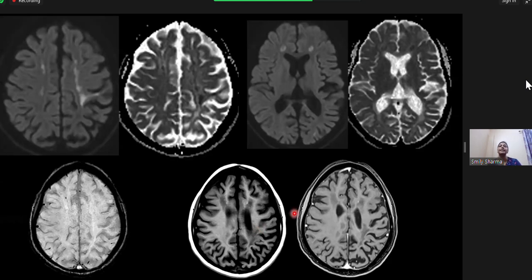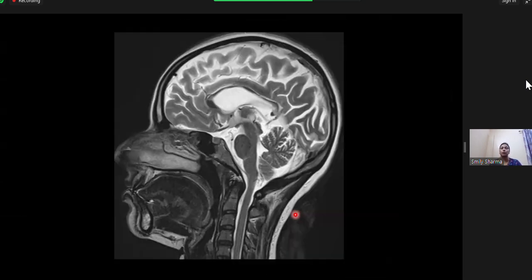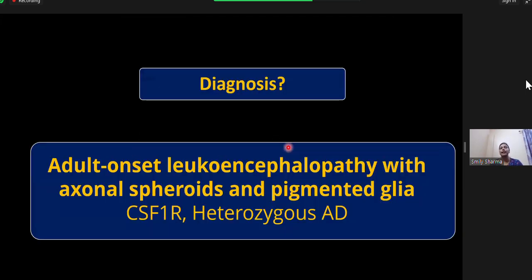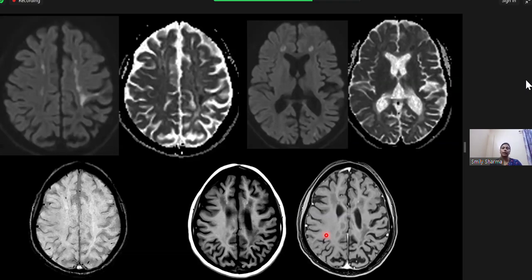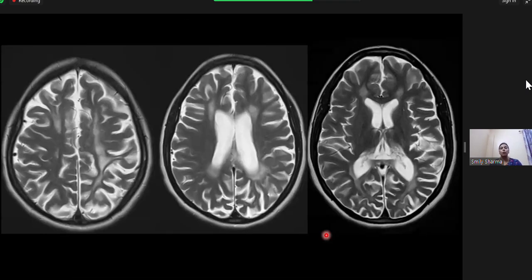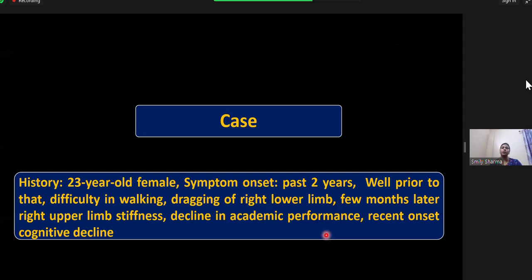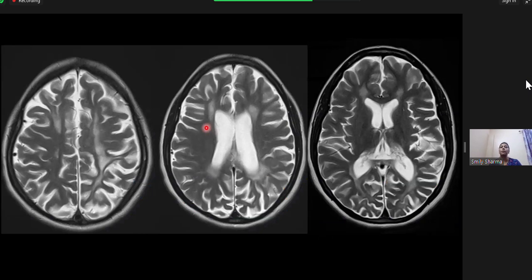Yes, brilliant. It is CSF1R associated leukodystrophy, and there is associated thinning of the corpus callosum, and it is also known as adult onset leukoencephalopathy with axonal spheroids and pigmented glia. So it is a heterozygous autosomal dominant leukoencephalopathy. Now, the most important clue in this patient was that she was initially totally well, and this is an adult patient, and we see periventricular involvement with marked atrophy. The patient also has cognitive decline.